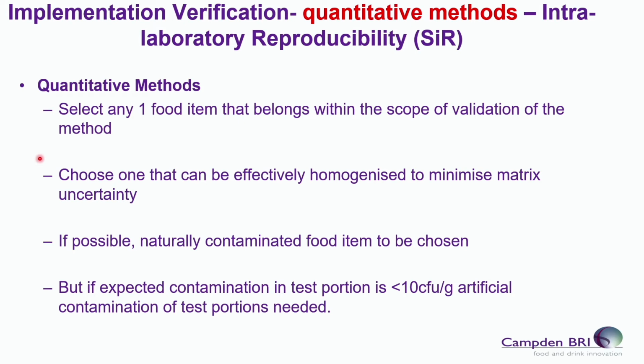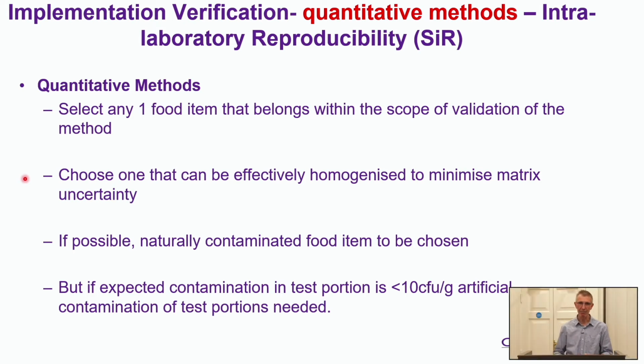This is the intralaboratory reproducibility. And the way that's done is you first of all select any food item that belongs within the scope of validation of the laboratory. Best to choose one that can be effectively homogenized, because we're going to be doing inoculation here, and to get a good homogeneous mix, pick something that you can easily homogenize. You know, a sandwich may not be the food you want to go for. A yogurt or milk or something that can be easily homogenized might be.